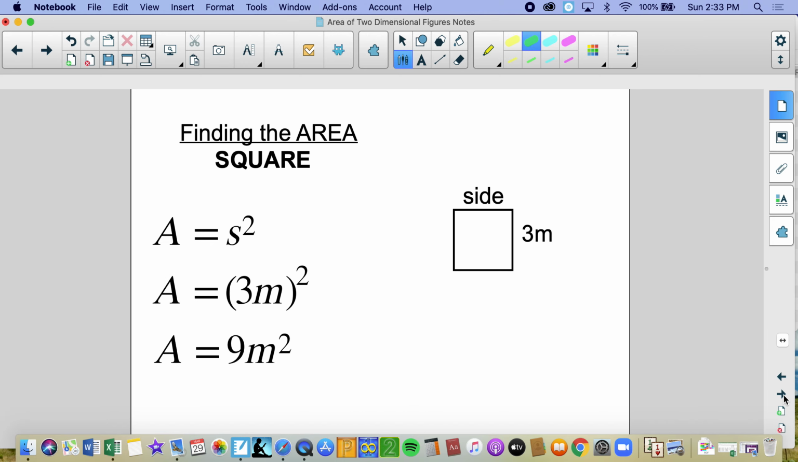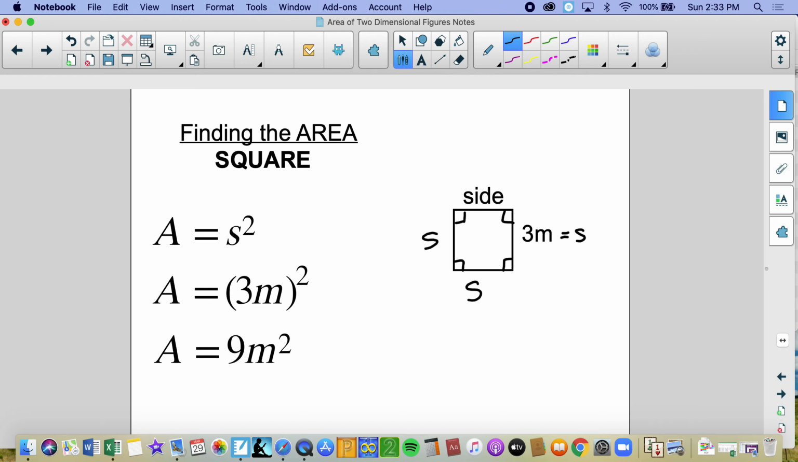Next object is going to be a square. This is relatively simple. We know that in a square, all sides are the same or congruent. And we also know that all of the angles are 90. So if one side is 3 meters, we know that all four sides will be 3 meters.